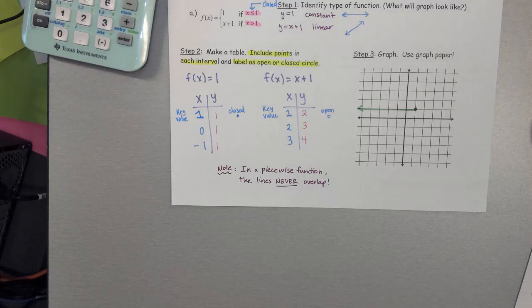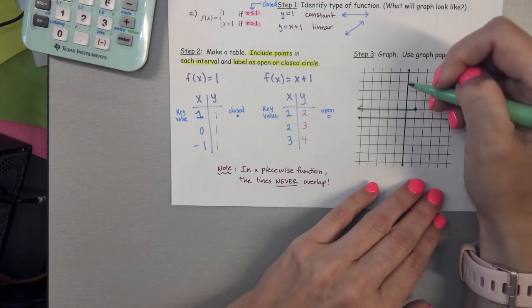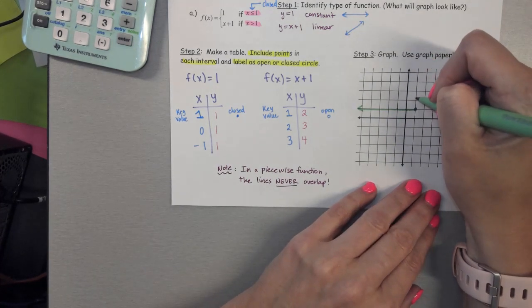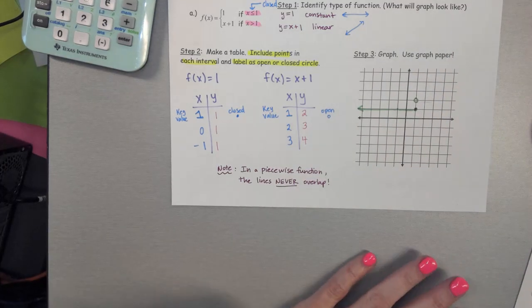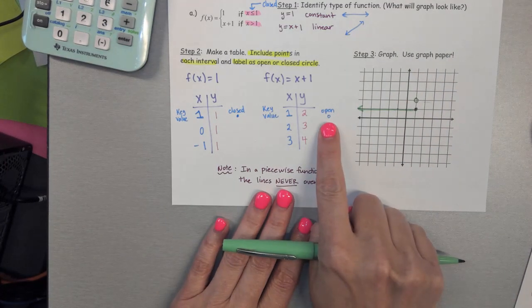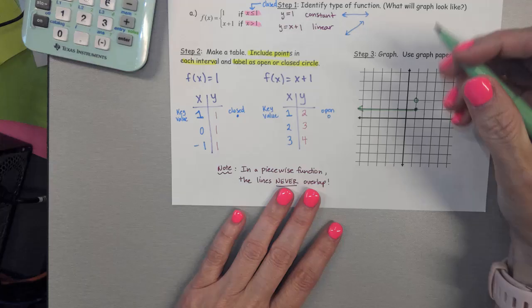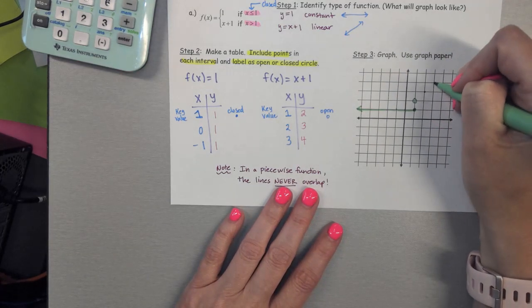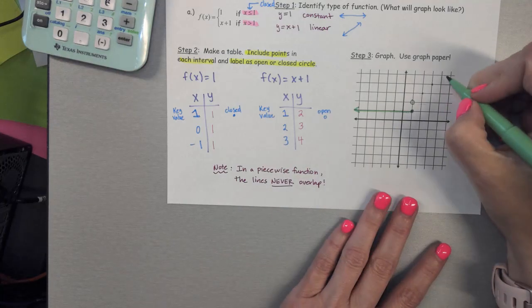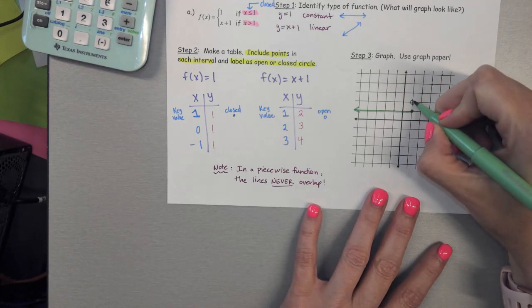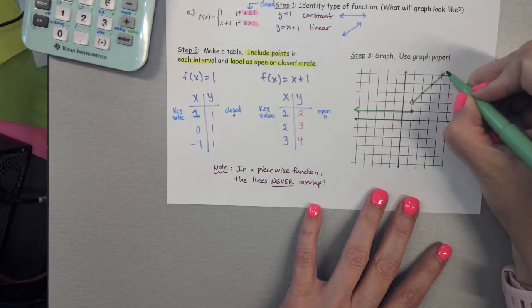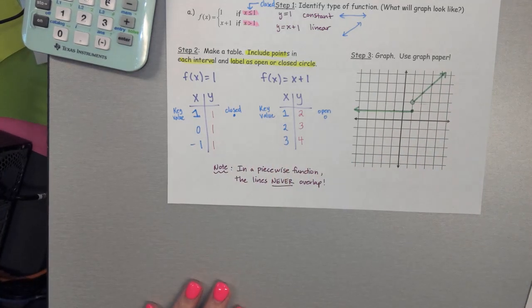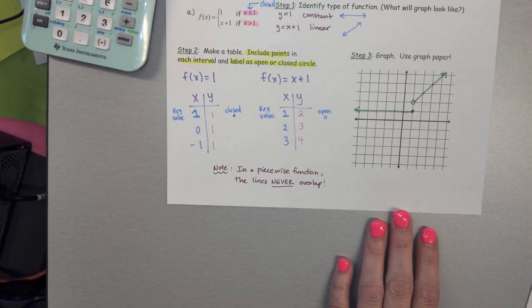So in the second one, your open circle is at 1, 2. So over 1, up 2. Again, this is the only open circle. The rest of these are just small points. So 2, 3; at 3, I'm at 4. Really, my next one would be here. So I'm going to connect those. This is your piecewise function.